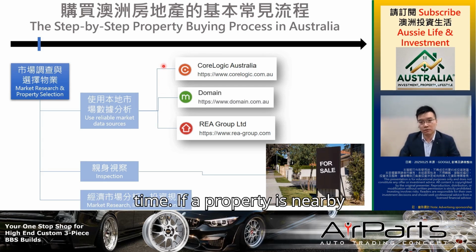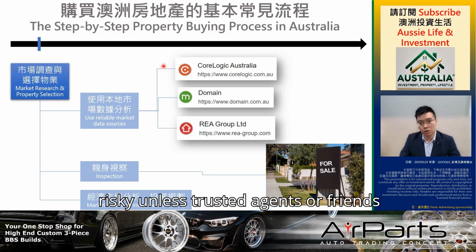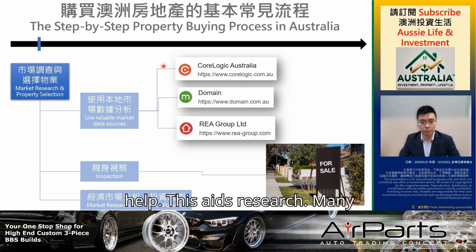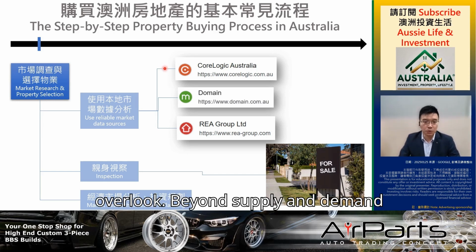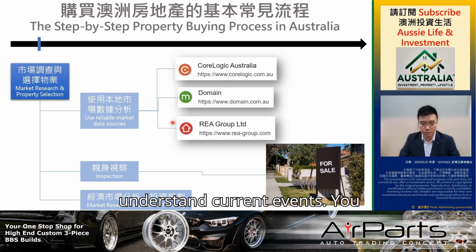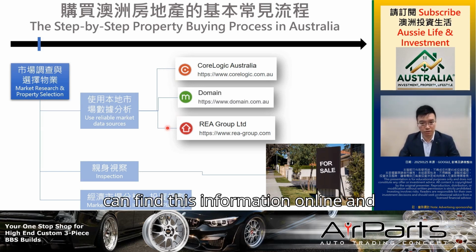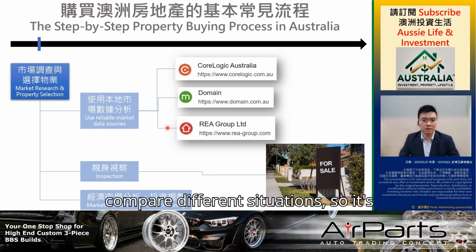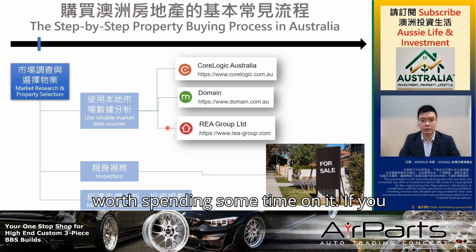If a property is nearby, visit it. Buying unseen is risky unless trusted agents or friends help. This aids research. Many overlook that, beyond supply and demand, you need to understand current events. You can find this information online and compare different situations, so it's worth spending some time on it.